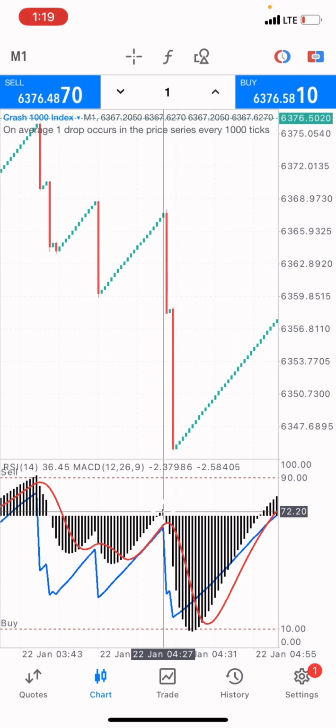So it doesn't matter if the upper MACD did not touch the uptrend of the RSI, which is the level of 90. So you always need to check the higher time frame to confirm your entries. So when you want to catch the spikes, check the higher time frame to confirm your entries. All right, so I believe after watching this video you now understand how to catch spikes accurately on the crash and boom market.